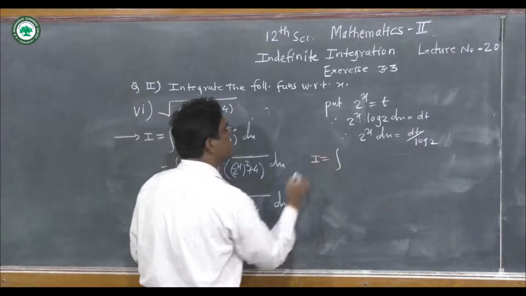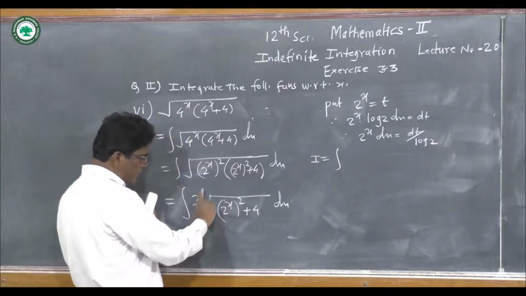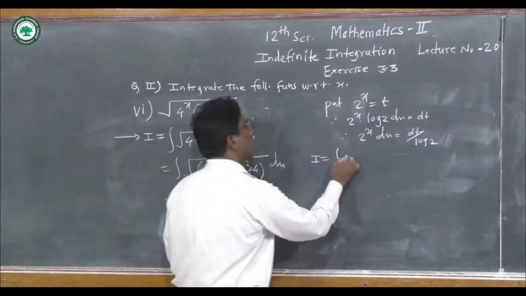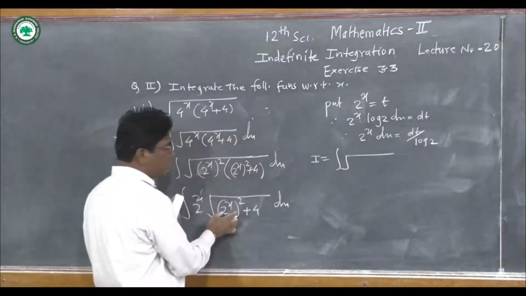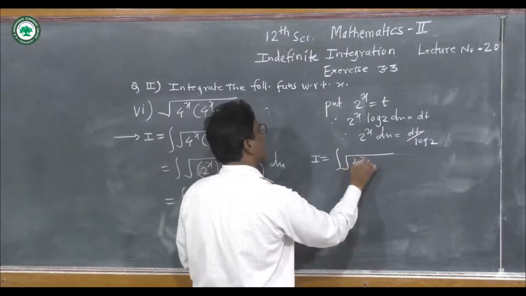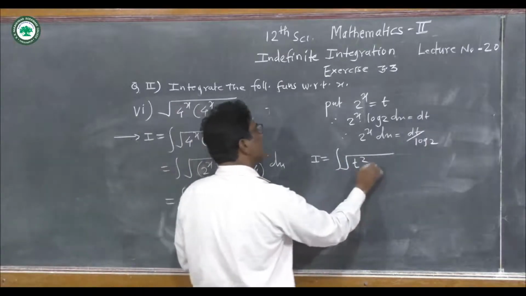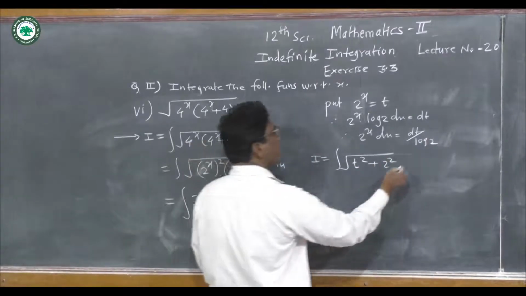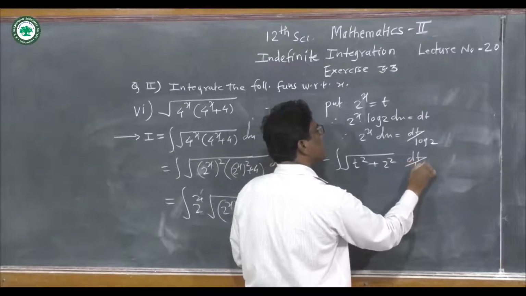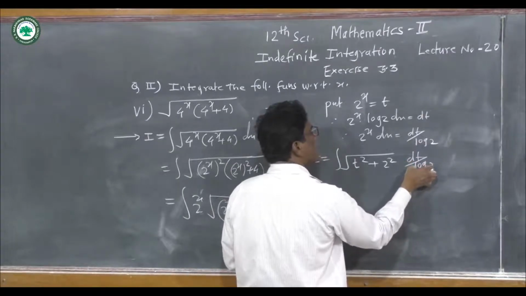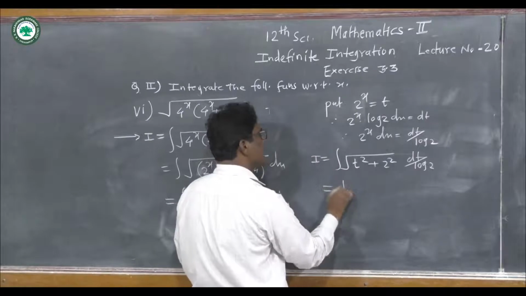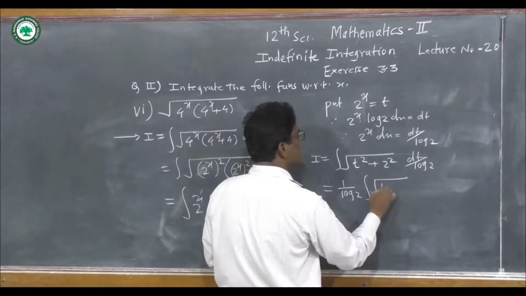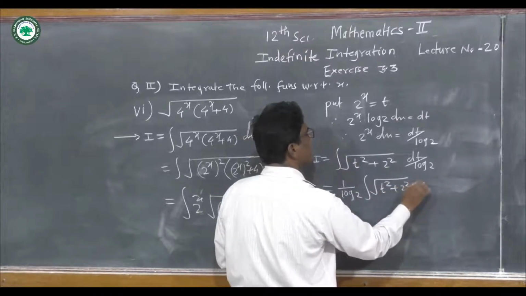Required integral I becomes I is equal to integration of this 2 to the power x into dx, that is equal to dt upon log of 2. So root of here 2 to the power x is t, so t square, and plus 4 we write 2 square, and this 2 to the power x dx as dt upon log of 2. Now this log of 2 is constant, take outside the integral, so 1 upon log of 2 integration of root of t square plus 2 square dt.